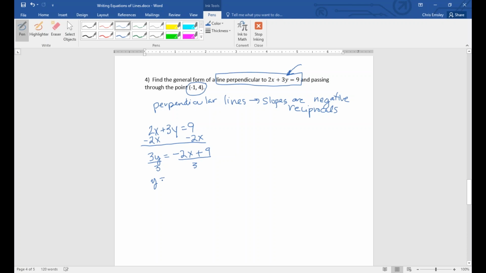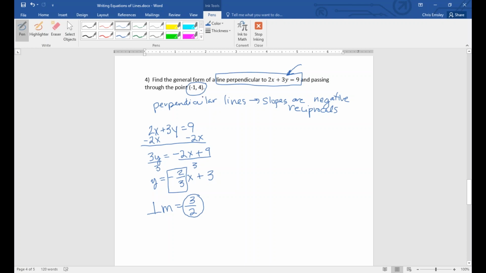So the slope-intercept form of the line they gave us in the problem looks like this. This is the slope of the line given in the problem. That's not the slope we want to use. Remember, we need the negative reciprocal. We need the slope that is perpendicular to that. So the perpendicular slope is we flip this fraction upside down and change the sign. So the slope that we want to use in our problem is +3/2.